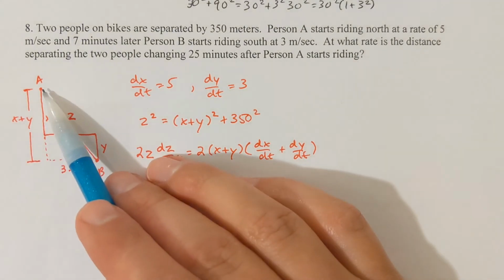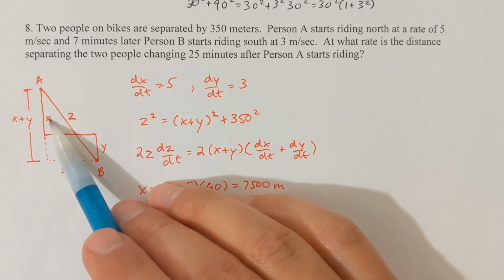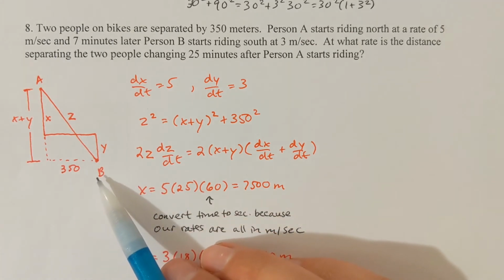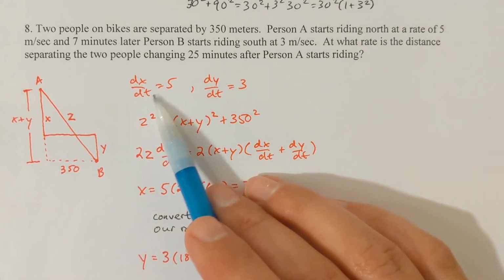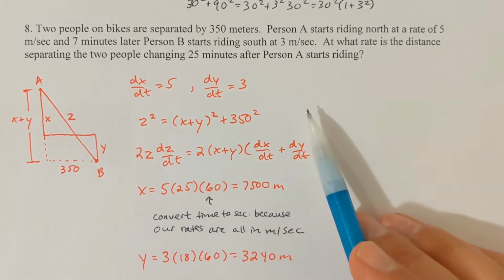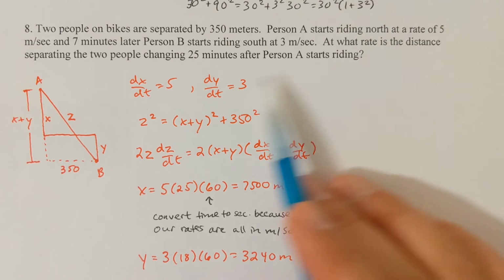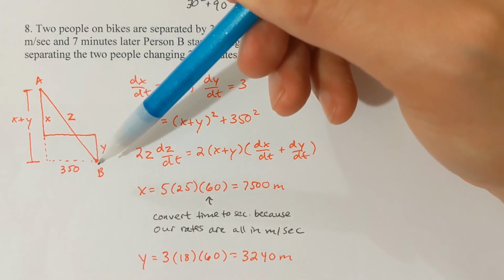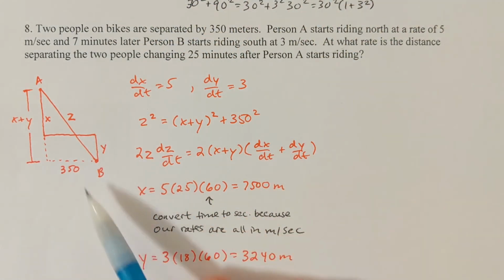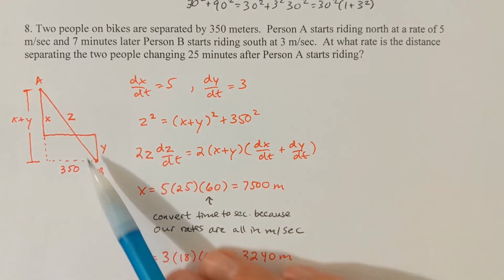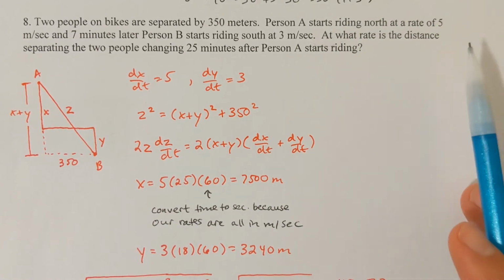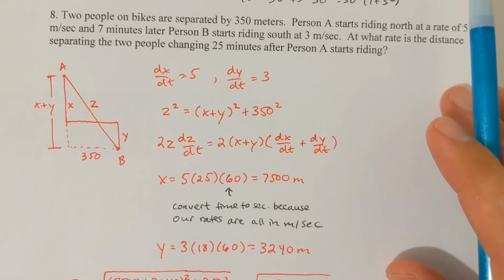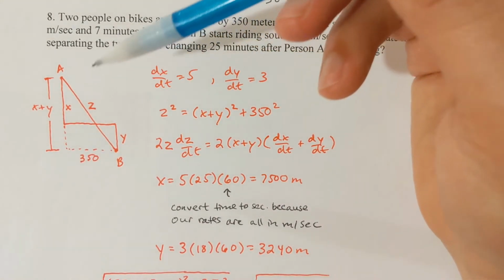Let me call the distance that person A has ridden x meters. And let me call the distance that person B has ridden y meters. So dx dt would be 5, dy dt would be 3. Now, at what rate is the distance separating these two people changing? That distance, I'm going to call that z. Z is going to be increasing over time, right? These two people are riding away from each other. So z is going to be growing, which means that dz dt would be the thing that I would have to find here, and that's going to be a positive when I get the answer. So that's what I have going on in this problem.